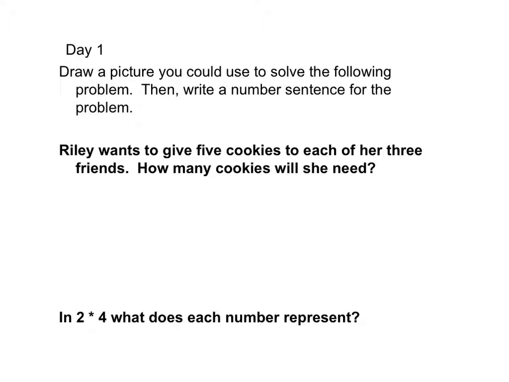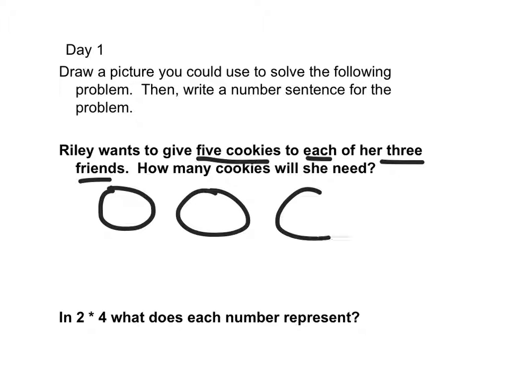And the problem is Riley wants to give 5 cookies to each of her 3 friends, and we want to figure out how many cookies she would need. If we draw our picture, what we're doing is we know that she has 5 cookies to each of her 3 friends. I'm going to draw out a plate for each of her 3 friends, and then each friend is going to get 5 cookies.